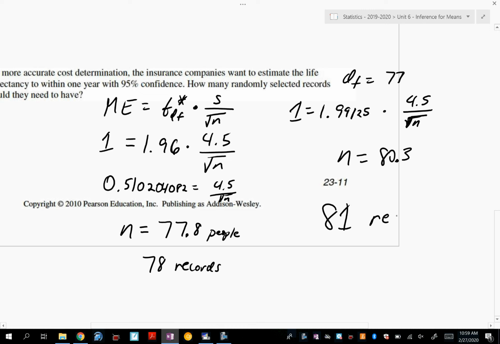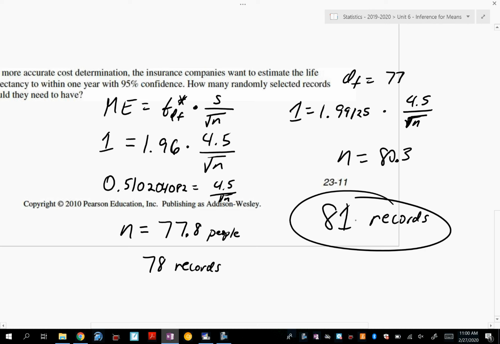81 records. So really what most students see when I do this is that you just have to do it twice. The first time you estimate it with a Z-star, the old way, with a normal model. You know that that's wrong, so you get a wrong answer, but you use this to give you degrees of freedom to find the correct T-star.